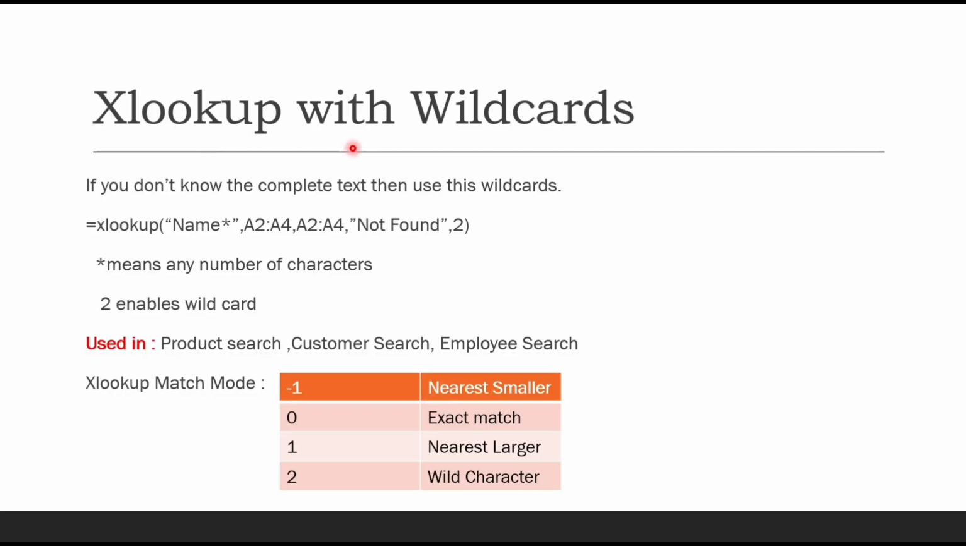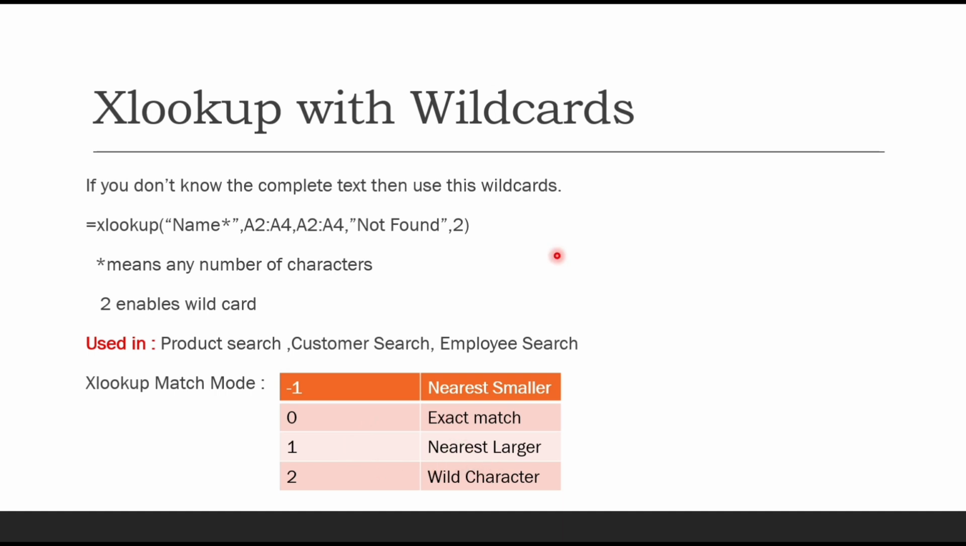Next, XLOOKUP with wildcards. If you don't know the complete text, then use these wildcards. So here is a simple syntax. Here star means any number of characters and 2 enables the wild characters. It is used in product search, customer search, employee search. You may get a doubt: why are we only using 2, why not 3 or 4? So here is a match mode table. -1 is for the nearest smaller, 0 is for the exact match, 1 is for the nearest larger, and 2 is for the wild character.